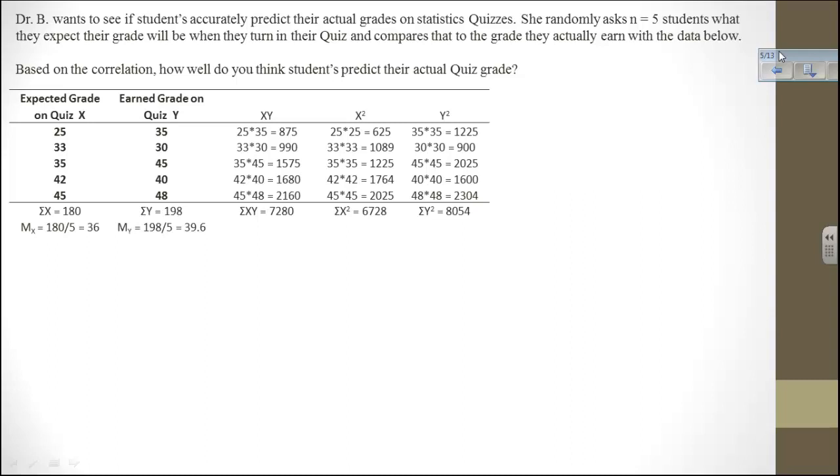For one, it tells you how far off you think your predictions based on your regression equation are going to be. The more spread out your data points are, the lower the value, the weaker your correlation is, the less effective your regression equation is going to be for predicting relationships in your data, or predicting, in this case, earned quiz grade based on expected quiz grade.